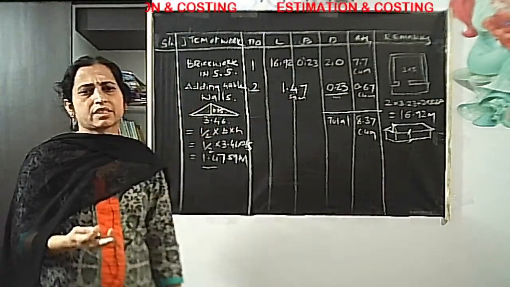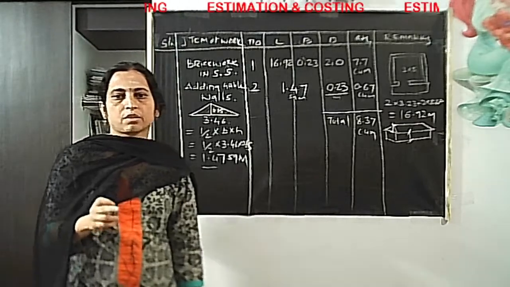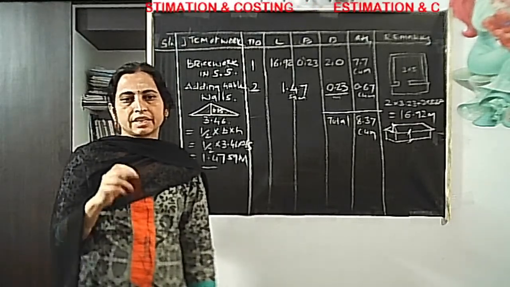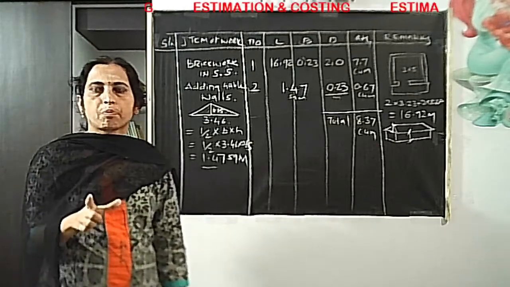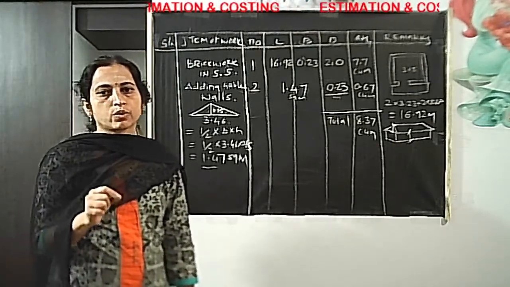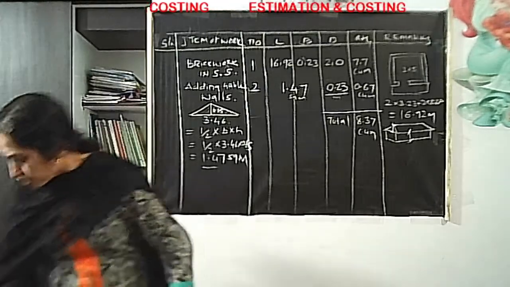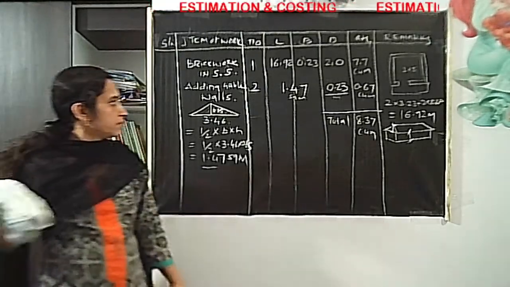So, what is the next step? After you calculate for the brickwork, you have to do the deductions, is it not? So, deductions is, you are deducting the openings, you are deducting the doors, and you are deducting the windows. So, I will just rub it off.